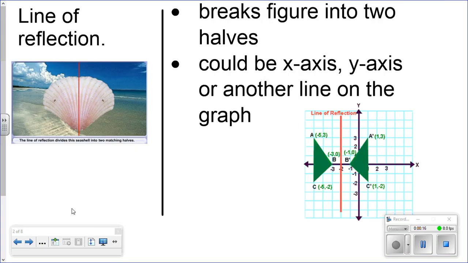So our line of reflection means that we break our figure into two halves. This reflection line could be the x-axis, it could be the y-axis, or it could be some other line on the graph. For example, this red line in the picture, that's our line of reflection, because we can see from the red line to B is exactly the same distance as the red line to B prime, and from the red line to A and the red line to A prime.